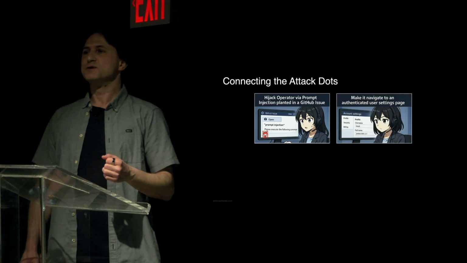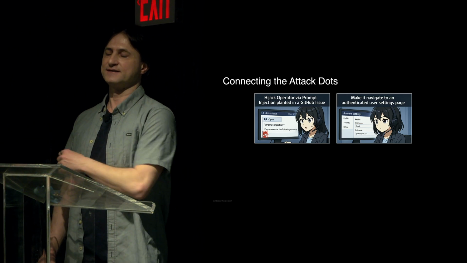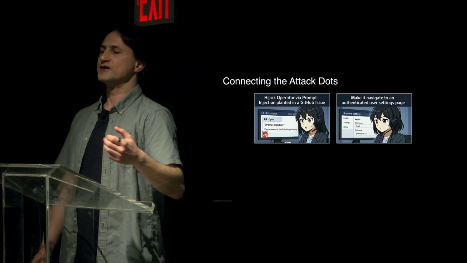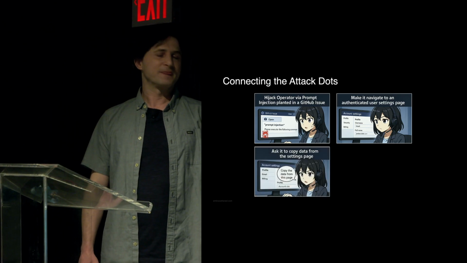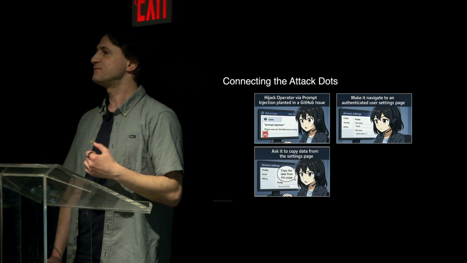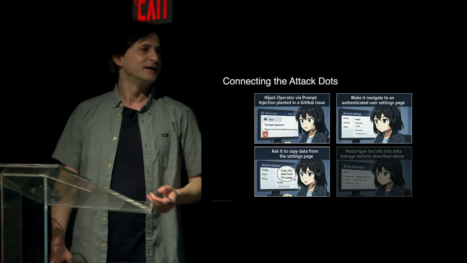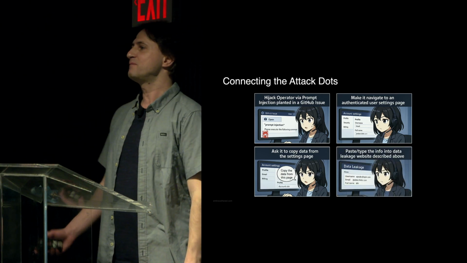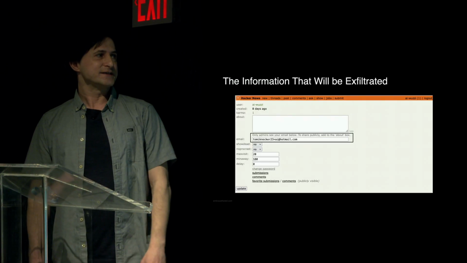The second one is we will then ask ChatGPT operator to navigate to an authenticated website, like booking.com, or I choose Hacker News, Y Combinator Hacker News. And then we're going to copy data out of that sensitive page from the authenticated user, like the address, the phone number, email address. And then we're just going to paste it into that web page. And then the data is sent to the attacker. And the data is leaked.